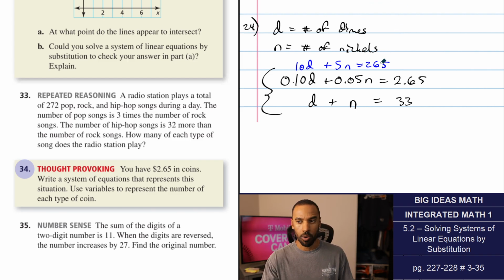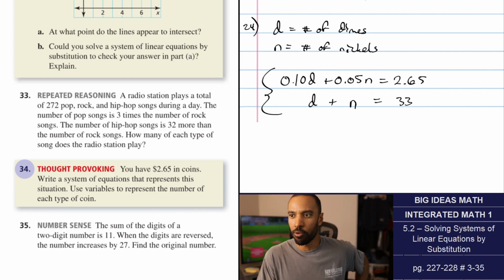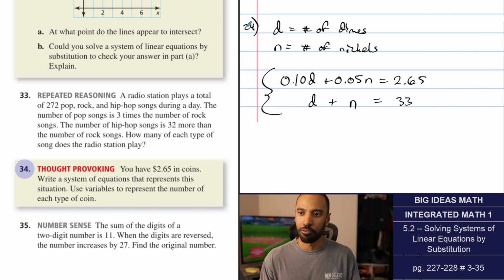You can, of course, do things with quarters. That's all up to you. I did nickels and dimes. Probably should have done quarters because I know how to spell quarters. And that was not number 24. I don't know how to spell 34. 34 is with a 3, not with a 2.